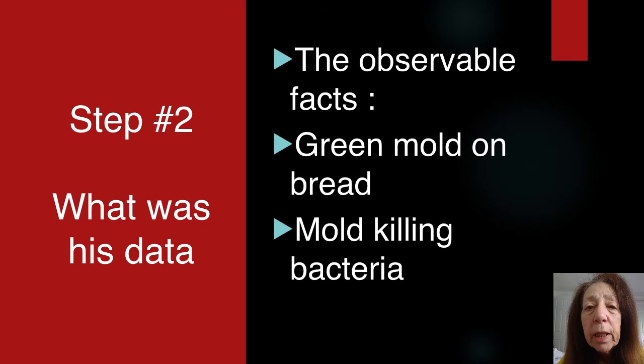What were Dr. Fleming's facts? Well, these were his data. He observed things. He saw green mold on his bread. The mold was killing bacteria.